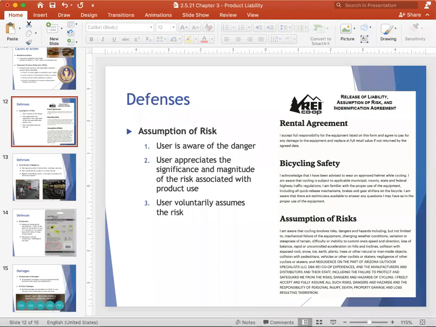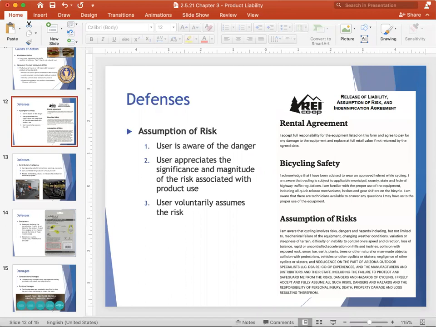And typically that assumption of risk is then going to be tied into a waiver where REI is releasing their company of liability and the consumer is relinquishing their rights to file a lawsuit in exchange for the right to use the equipment. So with assumption of risk, make sure to educate your consumer on the dangers so that they are knowingly and voluntarily assuming those risks.